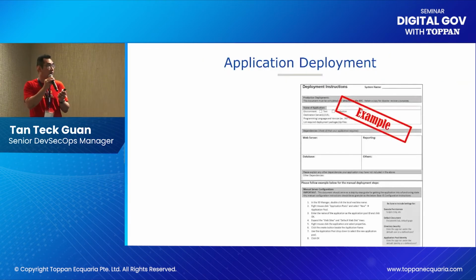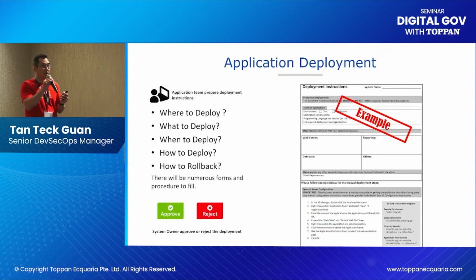Secondly, your application deployment. Maybe this kind of form seems very familiar to you all. Every time you want to do a deployment, you need to fill in a certain form. The form will have where to deploy: is it a web server, database server, report server, file server? What to deploy? Maybe our team will pass you certain files to deploy. When to deploy? Tonight at 6 p.m., 9 a.m., 9 p.m. And how to deploy? So there will be lengthy steps.